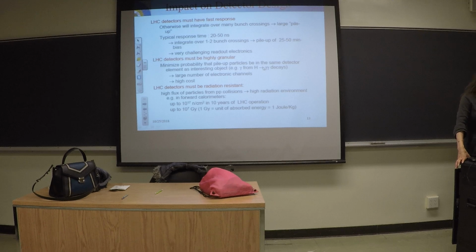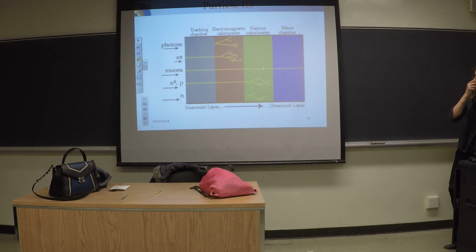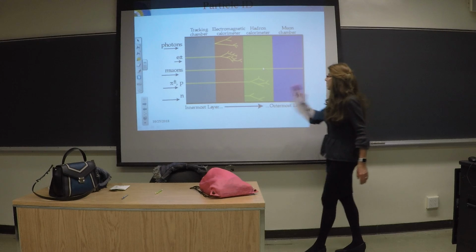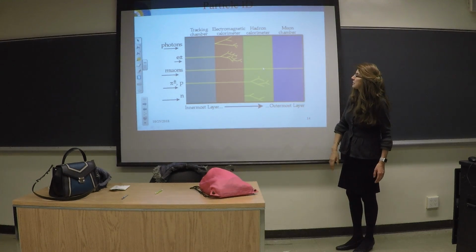An LHC detector must be radiation resistant. The high flux of particles from the PP collision makes the environment a very high radiation environment, in the forward calorimeter especially. So you need resistance to this radiation so it doesn't deteriorate quickly. And the idea is that you want to build a detector that has multiple layers, and every layer will be able to detect different kinds of particles.